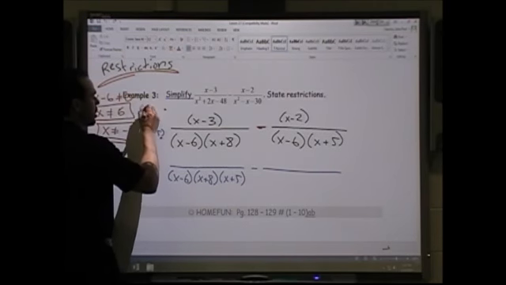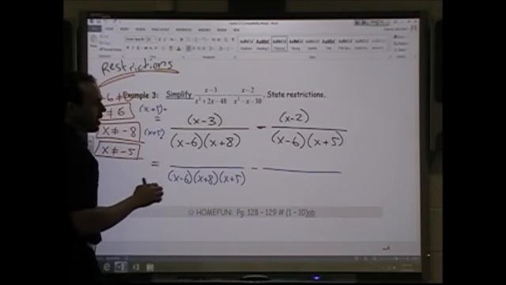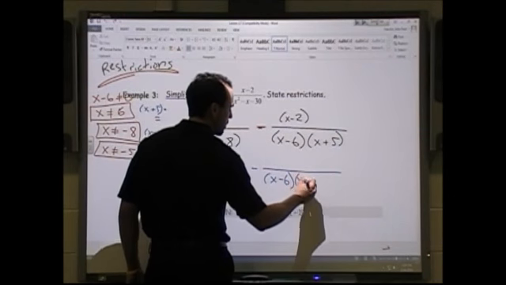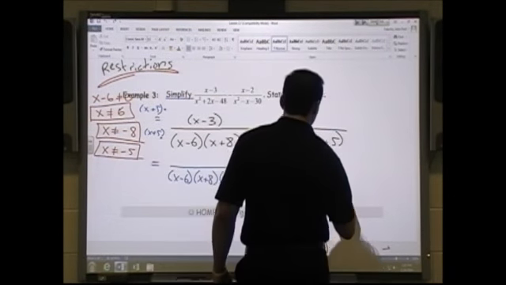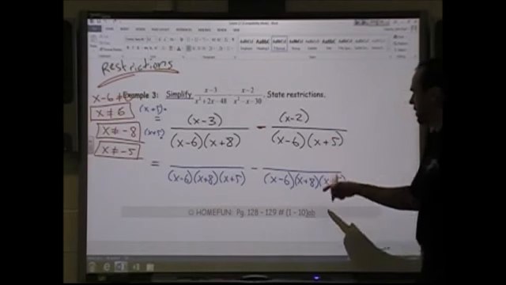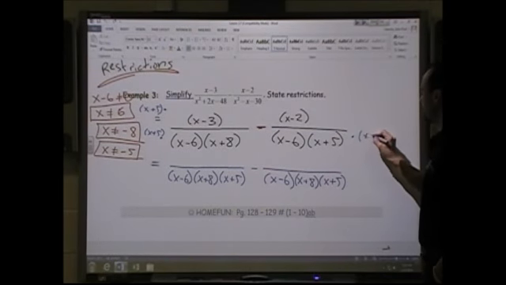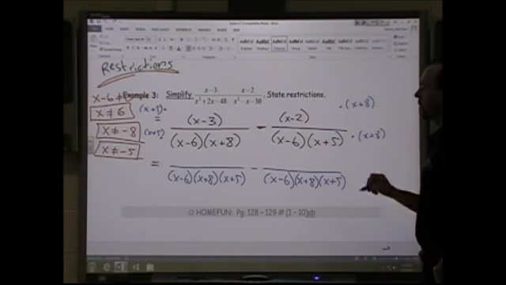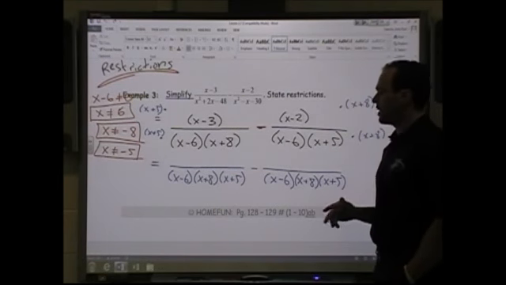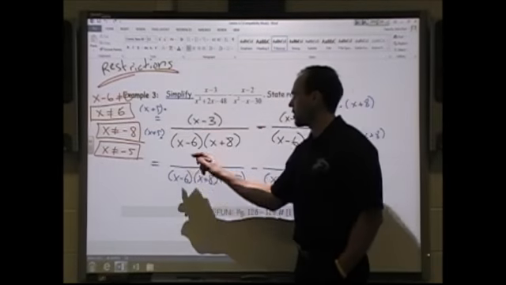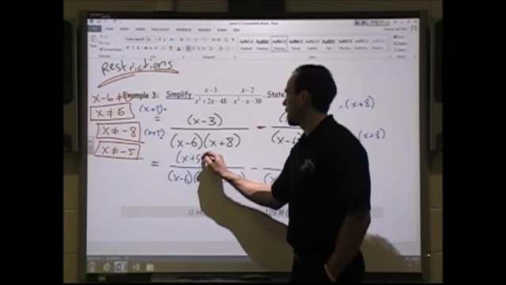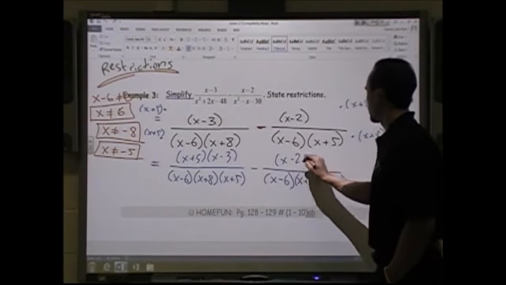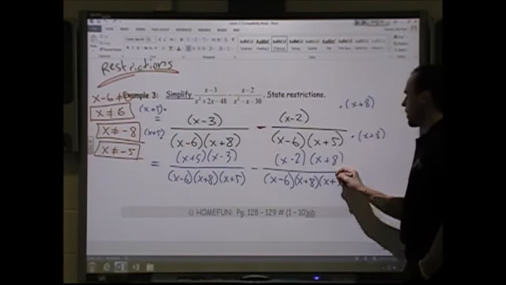So I just have to make sure I do the same to the top. The bottom of this one will also be the same, x minus 6, x plus 8, and x plus 5. Again, I can make this look like this because all I did was multiply this by x plus 8. So I just have to make sure I do the same to the top. So don't do the x minus 6 twice. This will be x plus 5 times x minus 3, and this one will be x minus 2 times x plus 8.